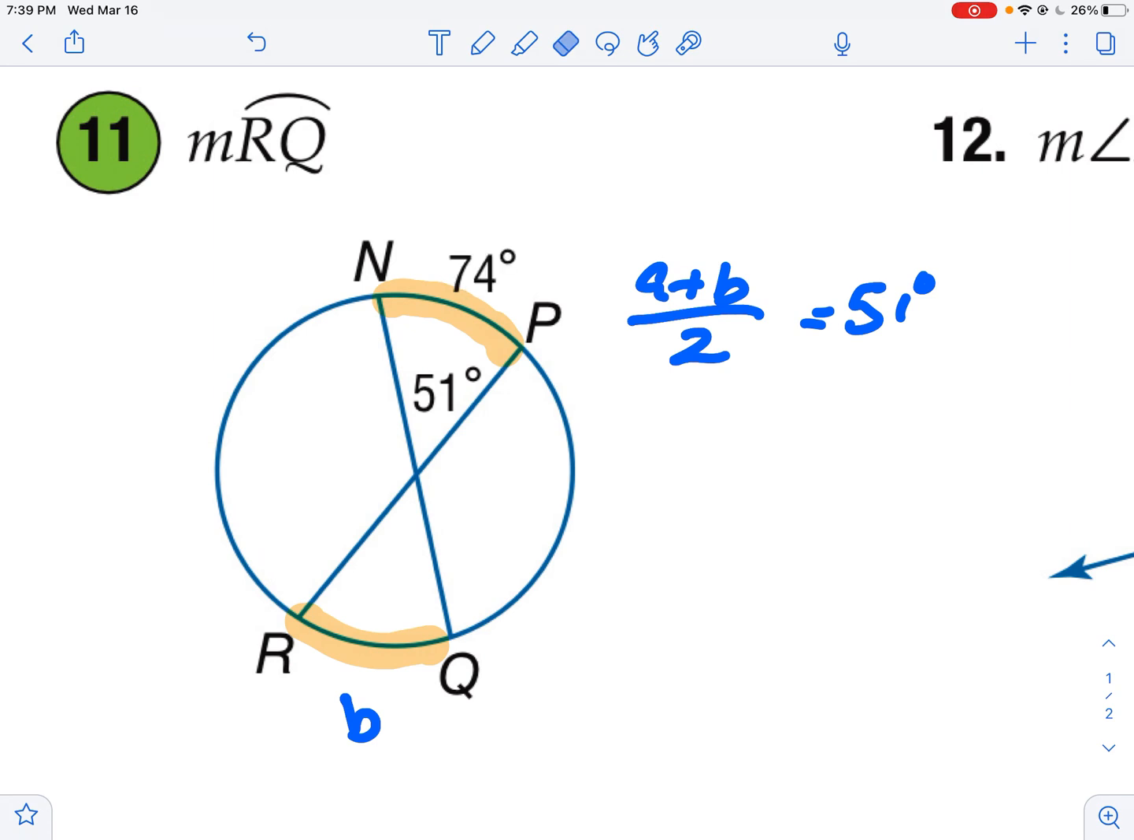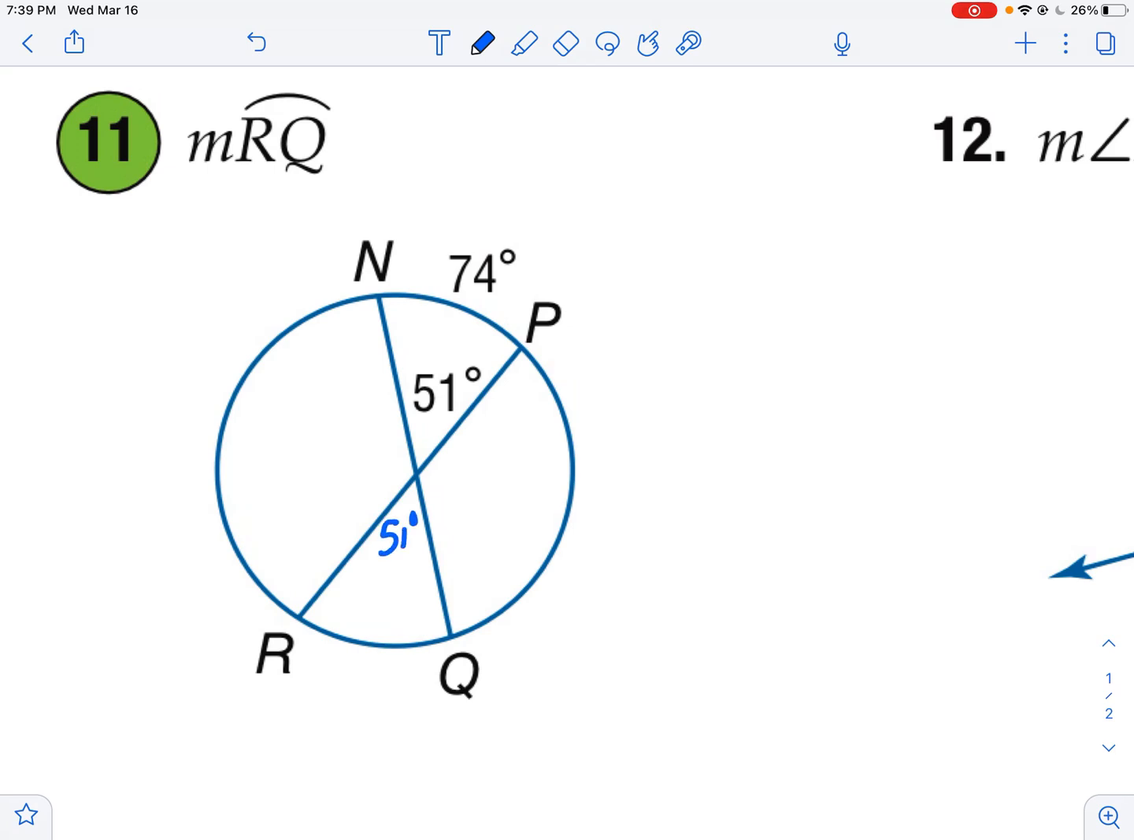Well, I know what A is. I know that's 74. But I don't really know what that second arc is. All I know is that if I add those up and divide by 2, I should get 51. Or I could say that if I have 51 and 51, these should add up to 102.